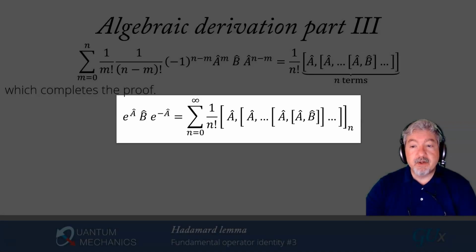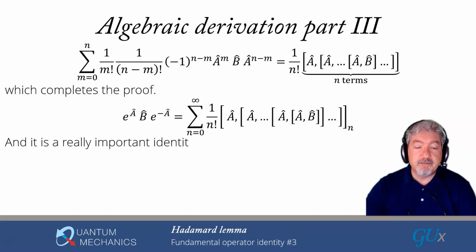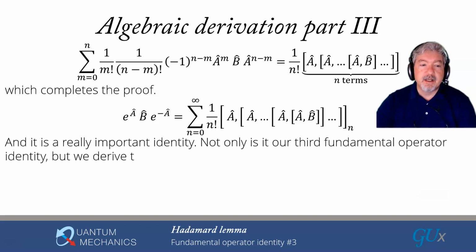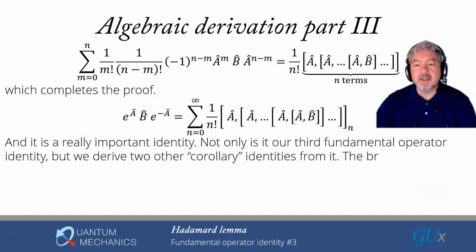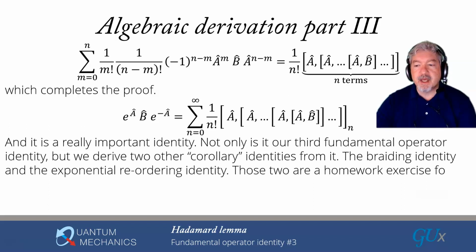Okay, I hope that now you have a better feeling of what this nested commutator is. I hope you also have a clear understanding of how this works. This is a very important identity. Not only is it our third fundamental operator identity, but we are going to derive two other corollary identities from it. One is called the braiding identity, and the other is called the exponential reordering identity. Those are two problems you're going to have on the homework exercise for you to complete.